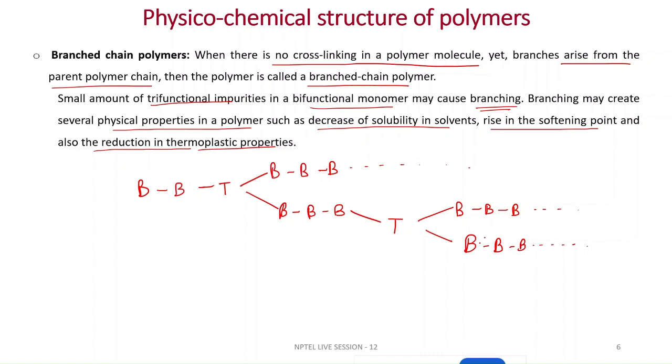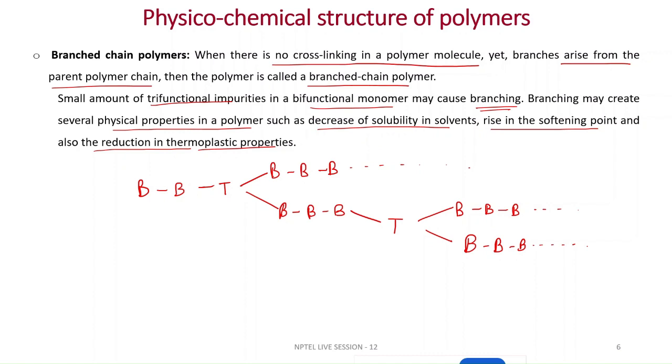So this kind of branching, how does it impact the polymers? Those will decrease the solubility in the solvent. They will also raise the softening point and reduce the thermoplastic properties.